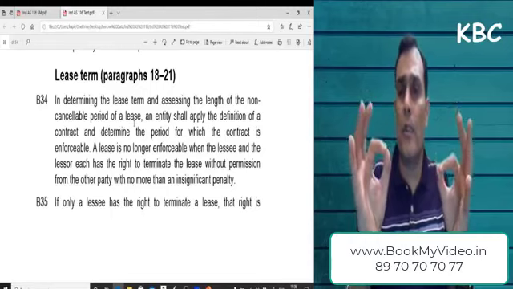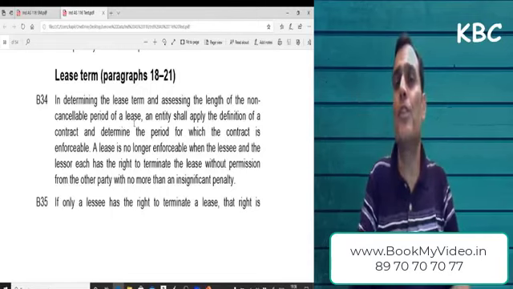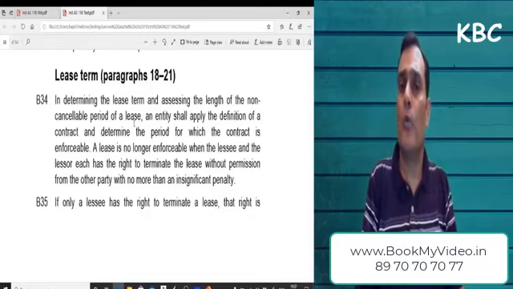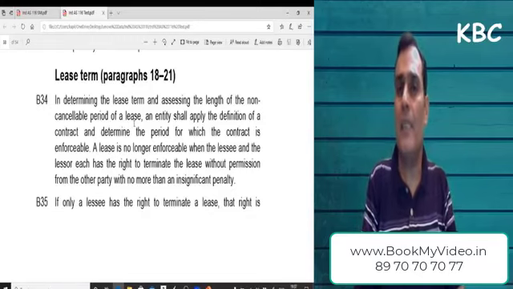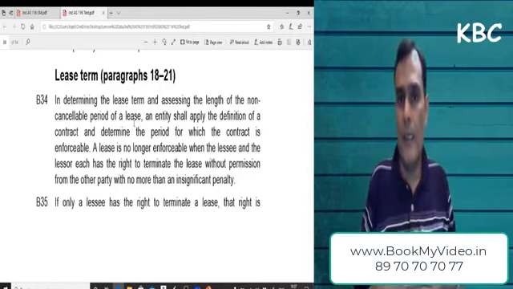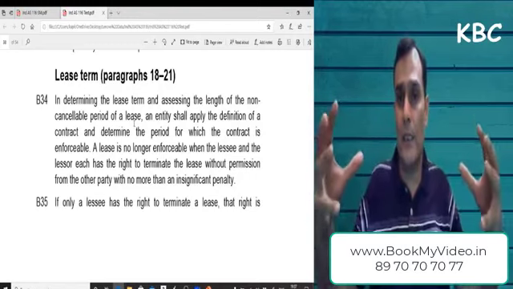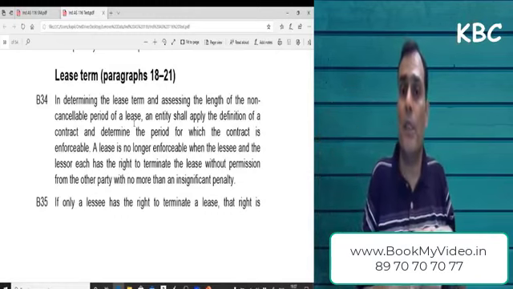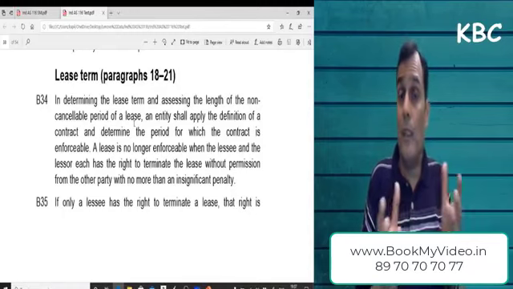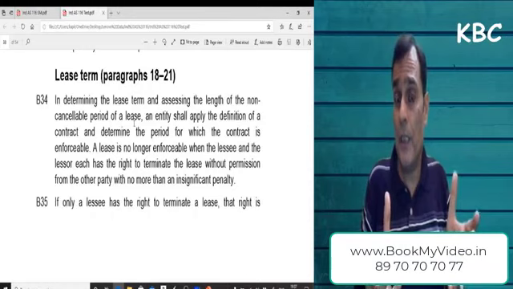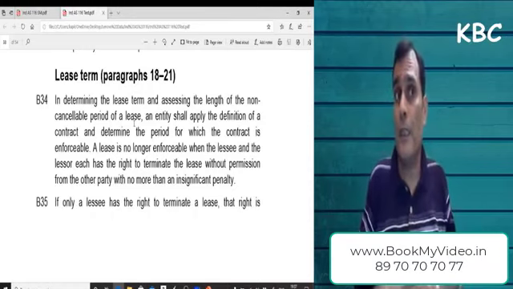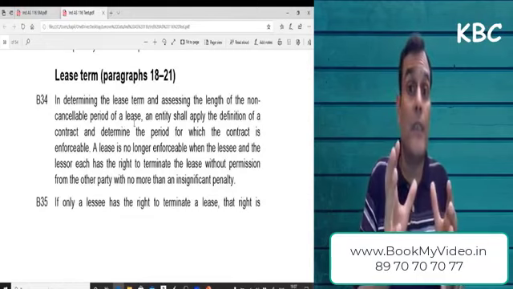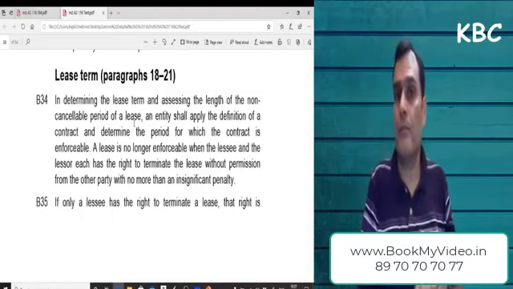If you say that both the parties have the right to terminate, you need to see, can it be terminated without significant penalty or not? Let's say if anybody can cancel the contract, anybody can terminate the contract by paying a heavy penalty. Why would I terminate if I have to pay heavy penalty? I will terminate only if I don't have to pay a heavy penalty. So which means if both the parties have the right to terminate, you need to focus on, is the penalty significant or insignificant? If it is significant, add the 4 years, because we will not exercise the option to terminate.